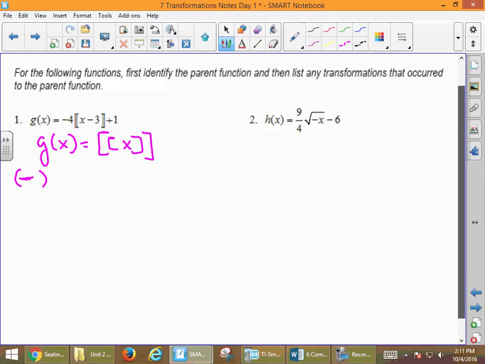The first thing that's happening is that negative out in front of the function. What does the negative that's outside of the function do to the function? It's the very first one. We're going to reflect. So it's going to turn the graph over. Reflect over the x-axis.